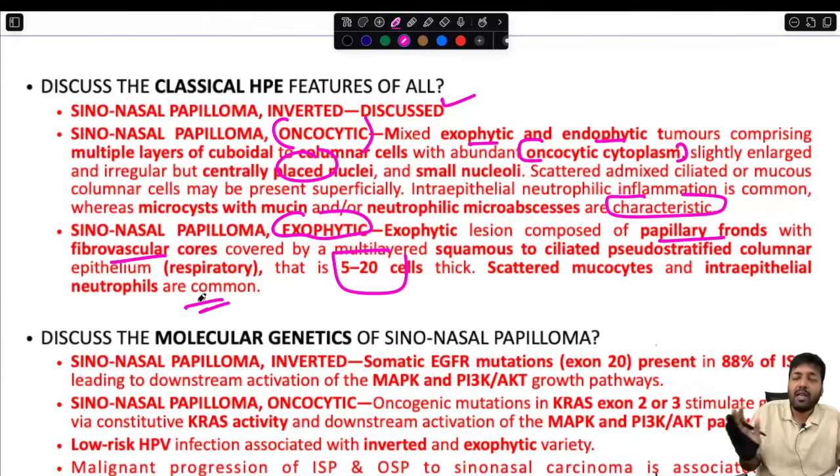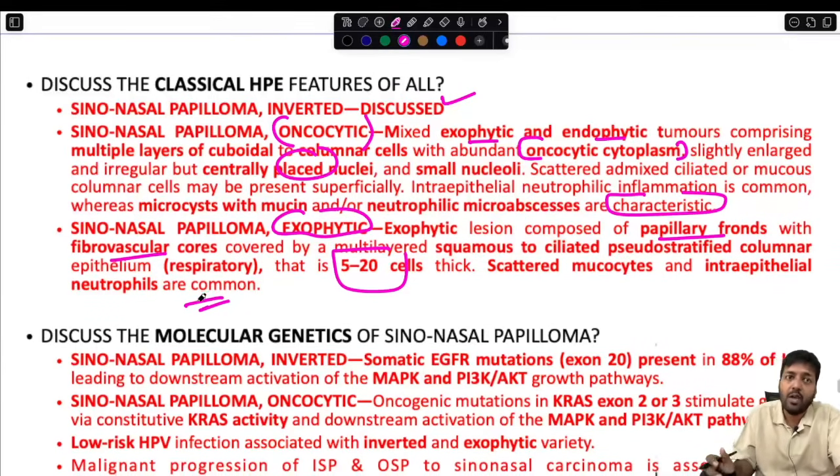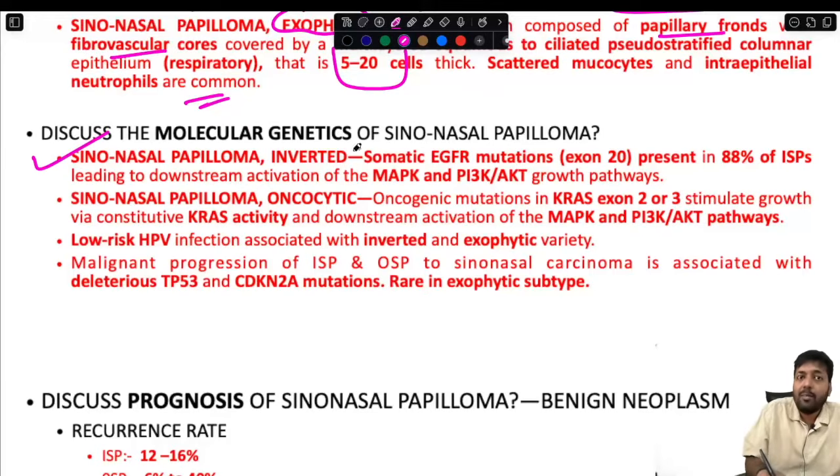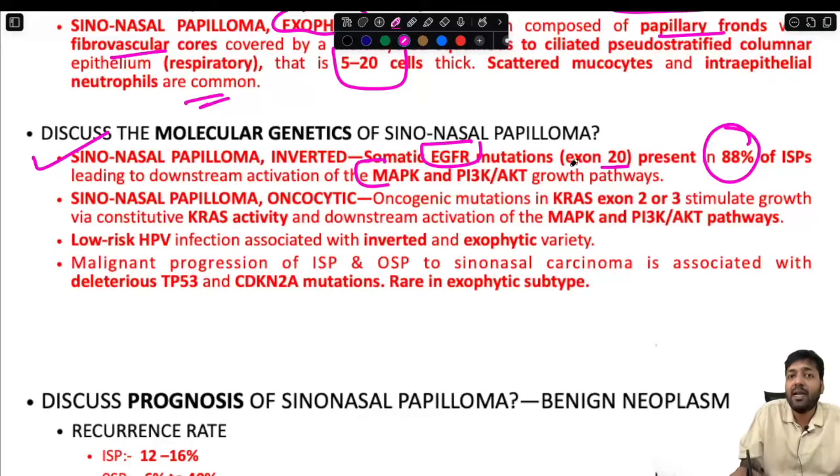So this is about the classical histopathological features of each variety of sinonasal papilloma. Then discuss the molecular genetics of sinonasal papilloma. So remember, the sinonasal papilloma inverted variety shows somatic EGFR mutations involving exon 20, which is present in 88% of the inverted variety, leading to downstream activation of MAP kinase and PI3K AKT growth pathway.